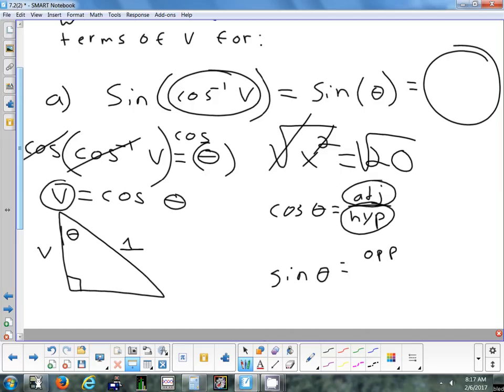It's opposite over hypotenuse. Do I have any of those sides right now? Yeah, which one? I have the hypotenuse. Do I have the opposite? No, I don't have this. I'm going to put that there temporarily, but I'm going to know what that is shortly. How can I figure out what this side is in terms of the other two sides that I know?